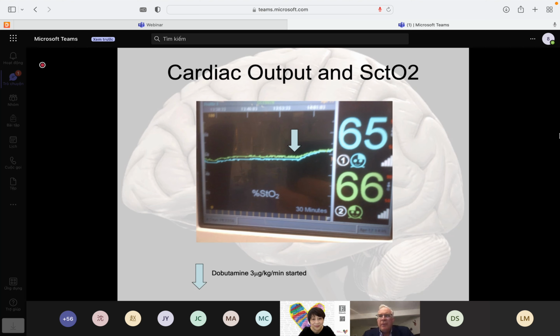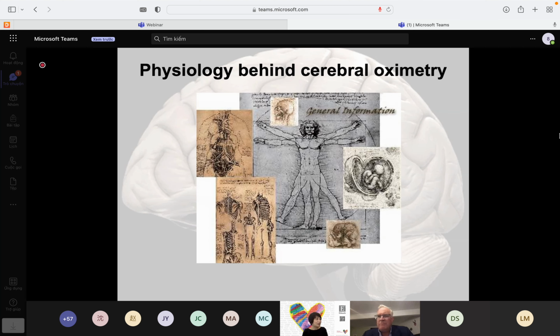This is an example from my own practice when I was still at Mount Sinai. This was a patient who was in heart failure, and we started this patient on some dobutamine. You can see that's the blue arrow, where we started it, and you can see how there's a jump in the number, from the high 50s to 65, 66%. That was just by increasing the cardiac output.